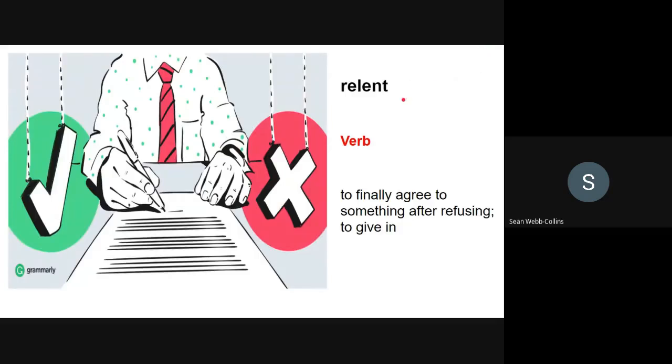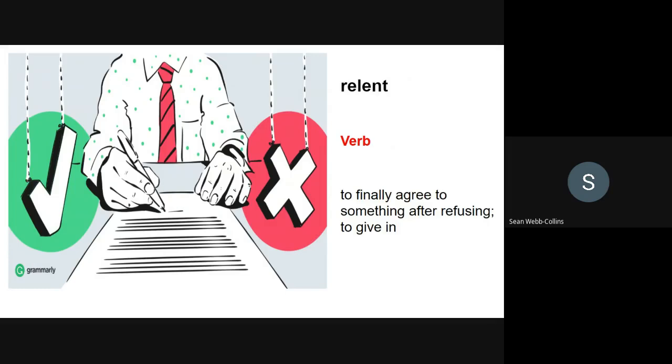Relent. Verb, to finally agree to something after refusing. To give in. For example, she was going to refuse his request, but relented.